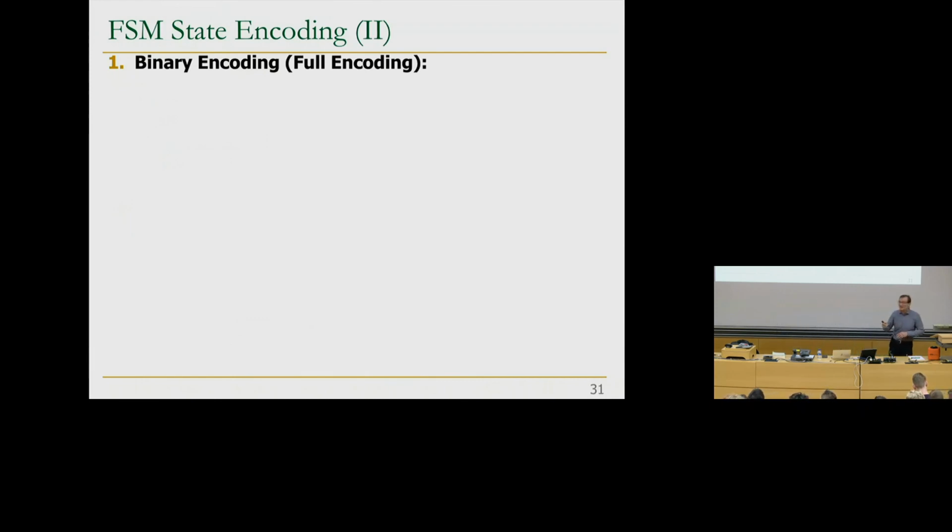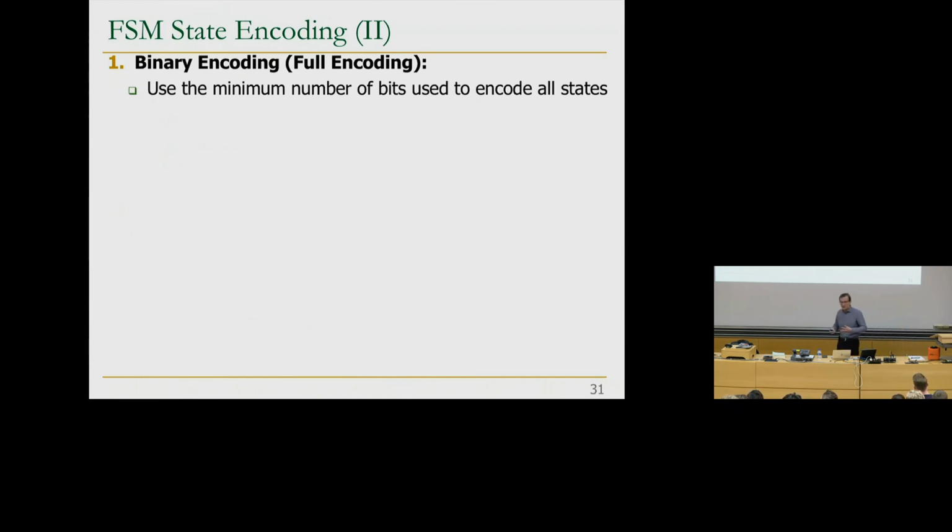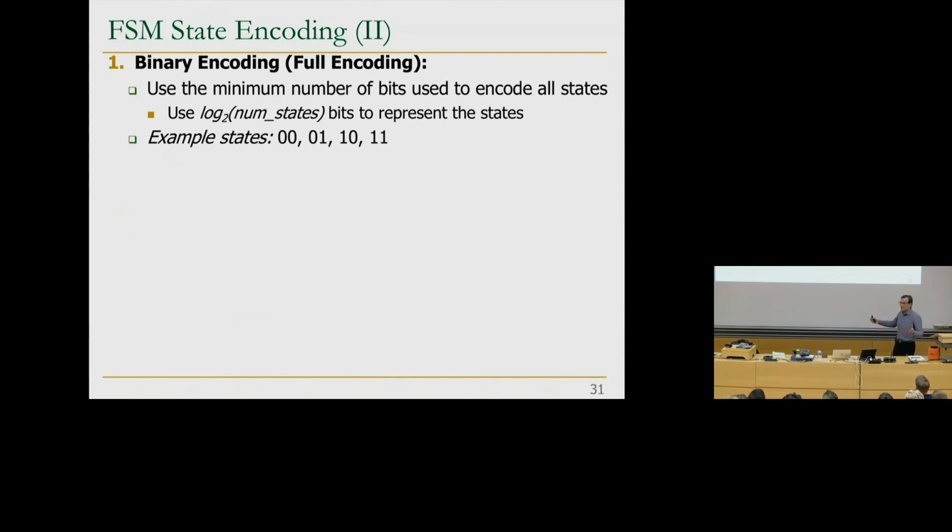You encode things in binary. But this is, I call it full encoding. Basically, you use the minimum number of bits to encode all states. Basically, log2(number of states) bits to represent the states. So hopefully this is obvious, because you have 4 states, you can encode the different states with these.